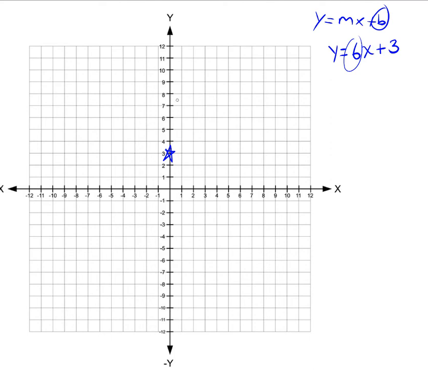And I'm just going to go ahead and start now. I'm going to do a rise of 6, which is going to be 1, 2, 3, 4, 5, and 6. And over 1, which is going to be right here.